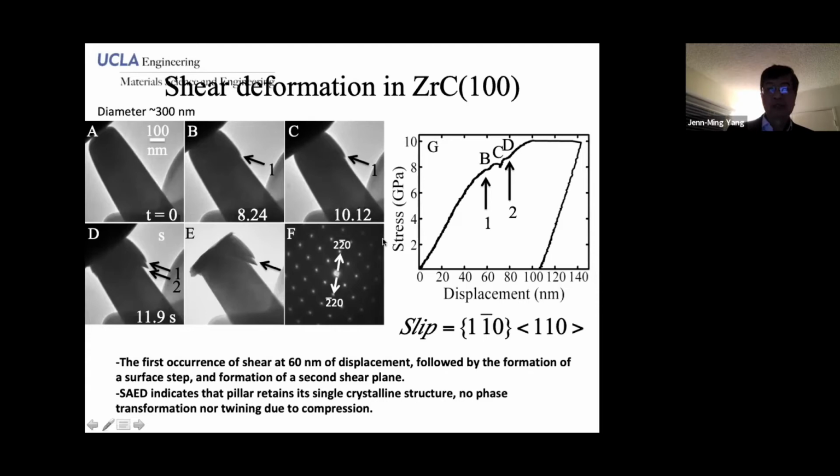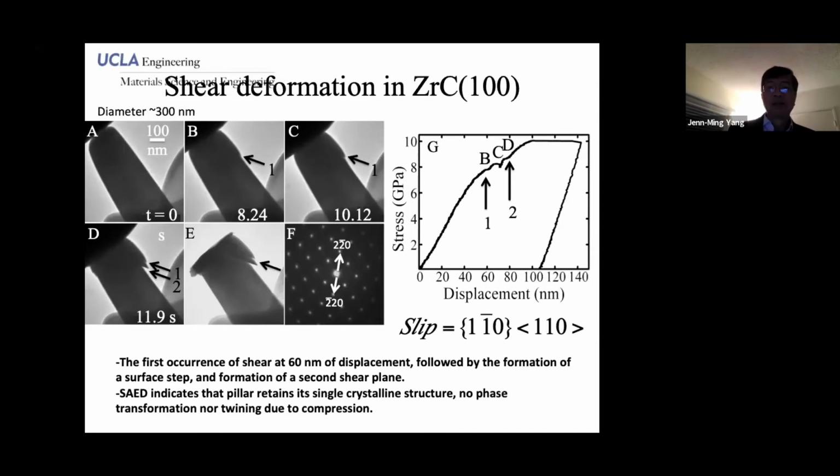In the meantime, as we mentioned, we can not only do imaging, we can also do selected area electron diffraction. This SAED pattern clearly indicates that the pillar retains its single crystalline structure. There is no phase transformation, no twinning due to compression.